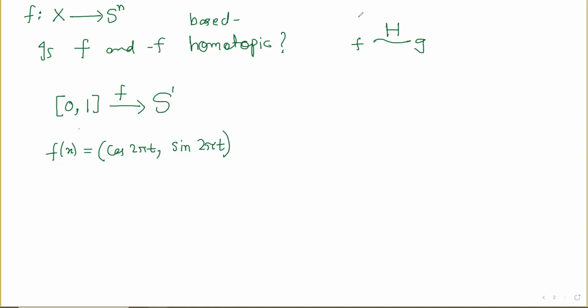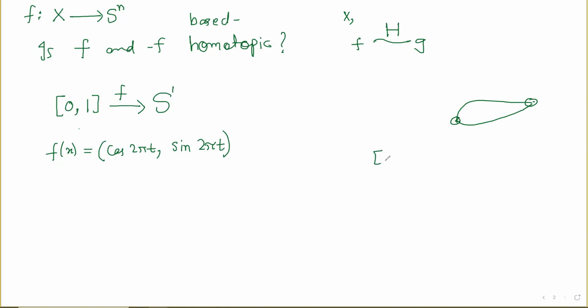Sorry. Yeah, so based homotopic means the following. What is path homotopy? So it's something like that. When you say path homotopic, then you are saying that at all times these two endpoints are fixed.